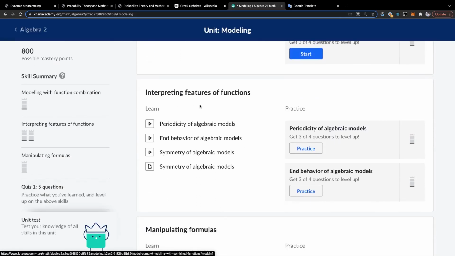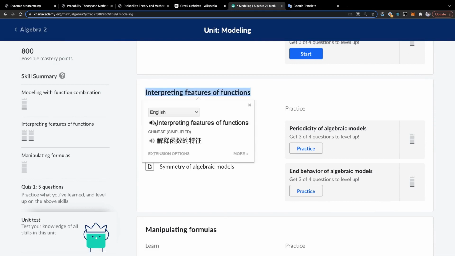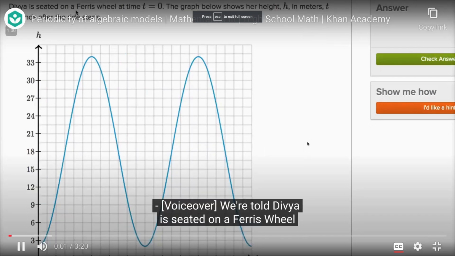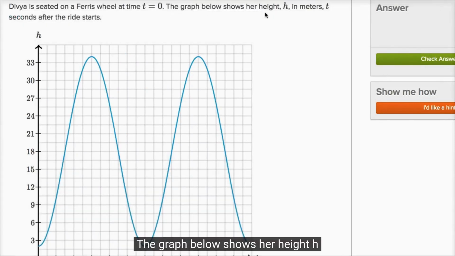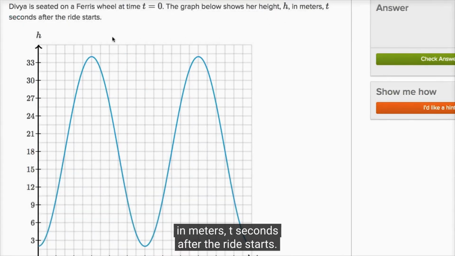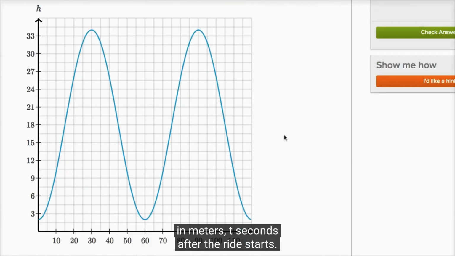The second one is interpreting features of functions. What is that? We're told Divya is seated on a Ferris wheel at time t equals 0. The graph below shows her height h in meters t seconds after the ride starts. So at time equals 0, it looks like she is about 2, what is this? This would be 1.5. So it looks like she's about 2 meters off the ground.